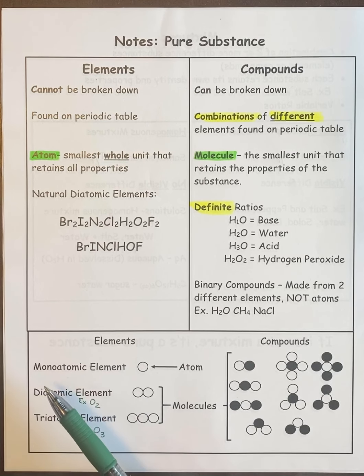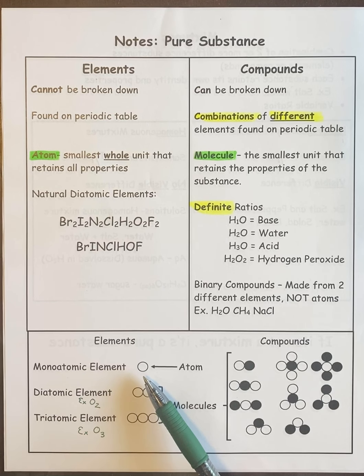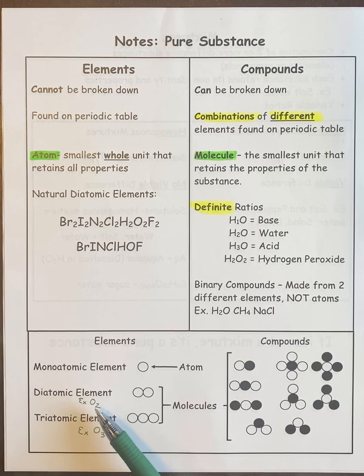An example would be a single oxygen atom, O, a diatomic oxygen, which is the oxygen that we breathe, O2, that would be like that. And then there's triatomic oxygen, which is what's in the ozone layer. We call it ozone, O3.